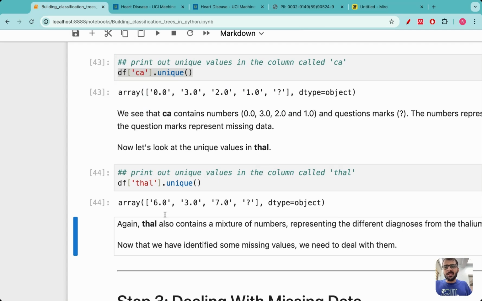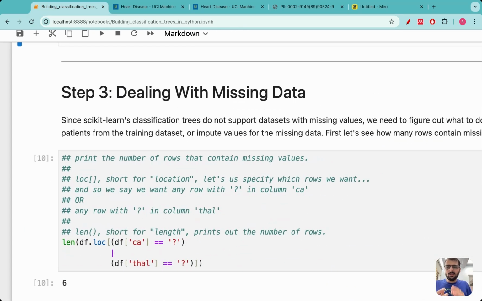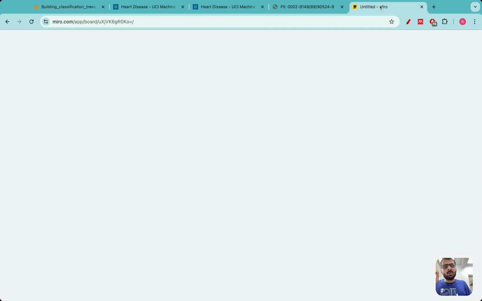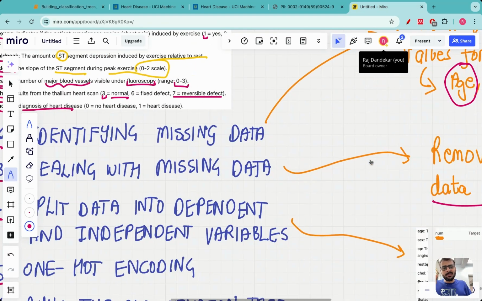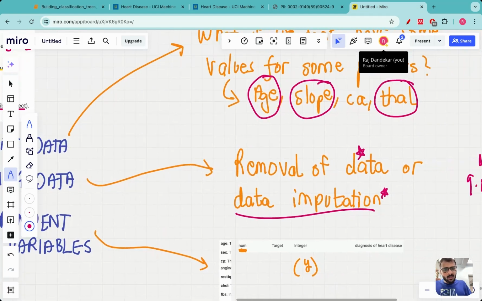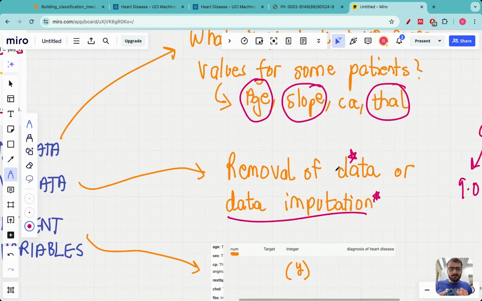Now we come to step 3. In step 3 we have to deal with the missing data. I already told you the two ways of dealing with missing data. We can either remove the data for those people for whom the data is missing, or we can impute the data, which means we can replace missing values with some sort of average. One good way to make this decision is to first find out, of the total number of patients, for how many people the data is missing.